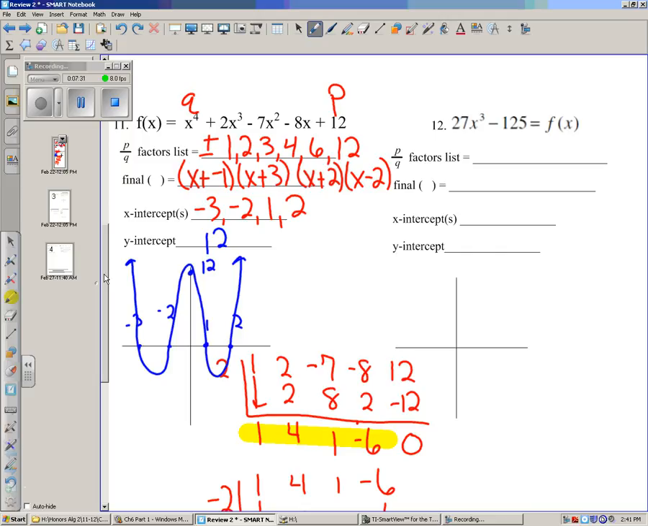All right, on number 12, this is one of your shortcuts that you had on the cheat sheet. This is a difference of cubes. So what I need to do is take the cube root of both of these. So the cube root of 27x cubed is 3x. The cube root of 125 is 5. And I don't need a factor list because, well, it's factorable.